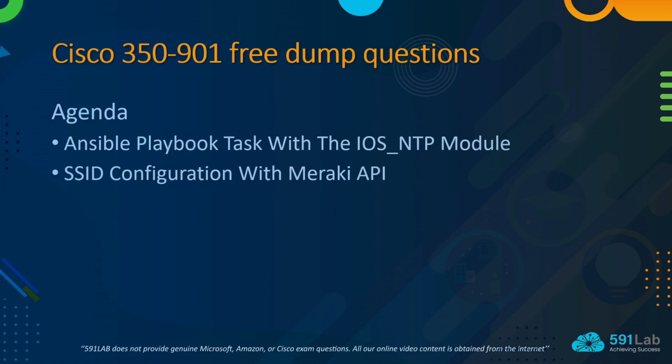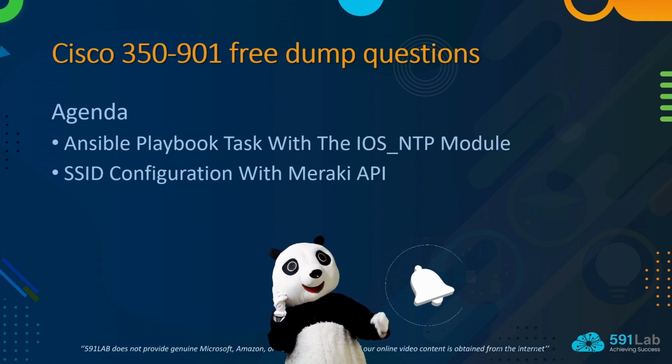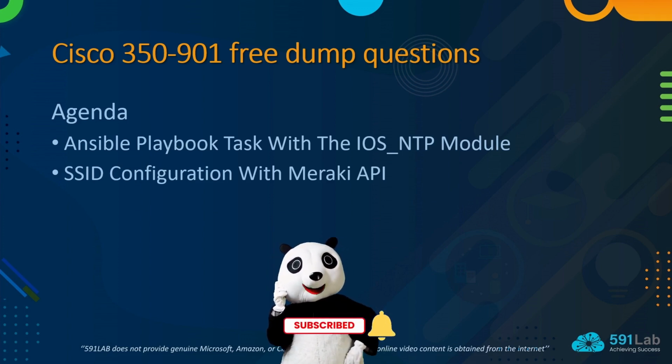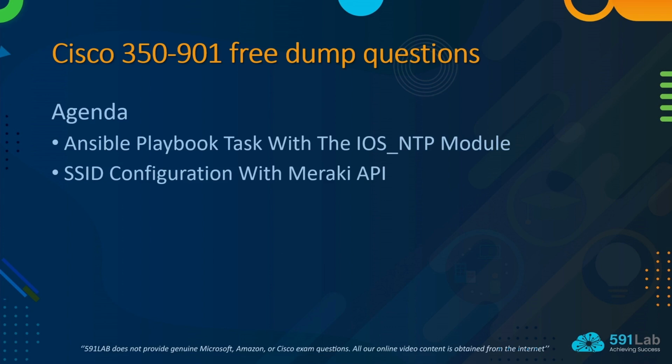Here is today's agenda. Firstly, I will introduce the Ansible Playbook task with the IOS NTP model. I will cover how to use the Ansible module documentation. The second topic is SSID configuration with Cisco Meraki API. I will introduce in detail how to program using Cisco Meraki's API documentation and write the code in the question.